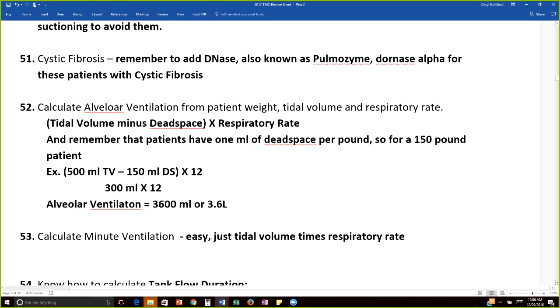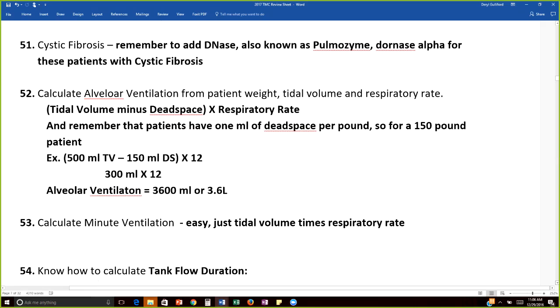Cystic fibrosis, we've had some questions about that. Remember to add DNase, known as Pulmozyme or dornase alfa, for these patients with cystic fibrosis.